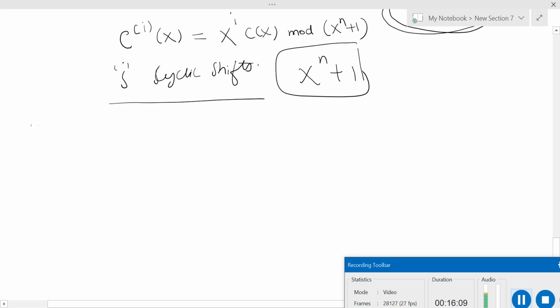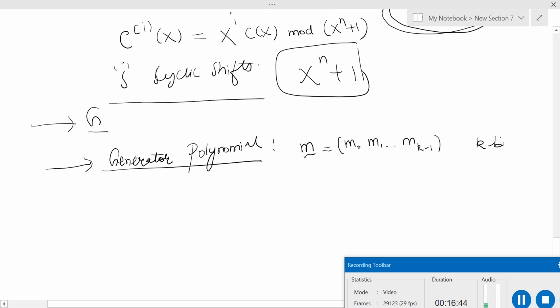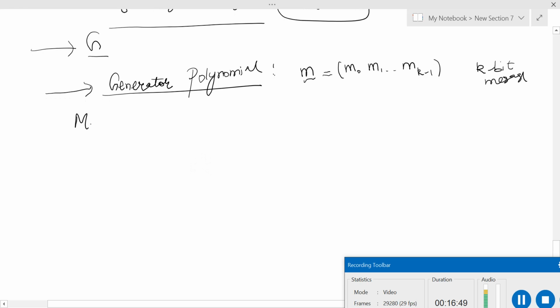In linear codes you had a generator matrix G. So in cyclic linear codes we have a generator polynomial. Before I discuss the generator polynomial, let's first of all take a message. If you remember, last time we represented the message vector m, which had the components m0, m1, up to mk minus 1. This is a k bit message, right? So corresponding to this message we will have a message polynomial.